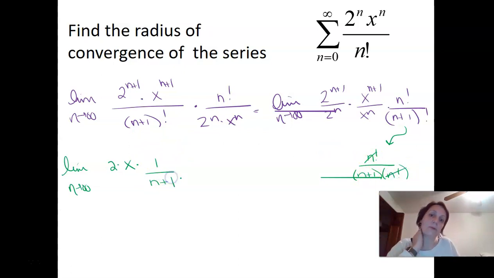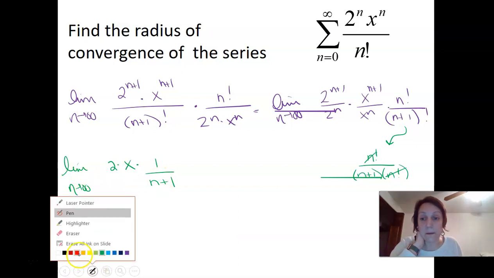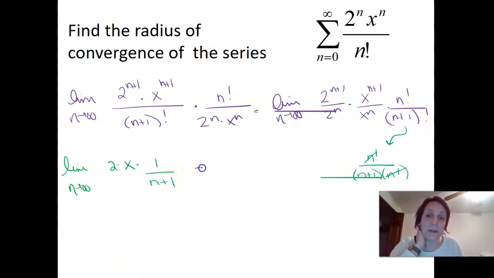Now this is the first one of ratio tests where we have had an n left when it was time to take the limit. So now when we take the limit of this, the n approaching infinity doesn't affect the 2 or the x. It does, however, affect this. And as n approaches infinity, this piece is going to go to 0, which means that this whole thing is going to go to 0, which is a little shocking because now I don't have an x anymore.